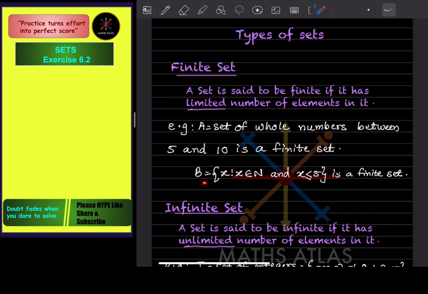Now B is equal to x such that x belongs to N. N means the natural numbers, and x is less than or equal to 5. This also is finite, because natural numbers start with 1, so it will be 1, 2, 3, 4, and since it says equal to also, the last number is going to be 5. There is no other number, the limitation is given here.